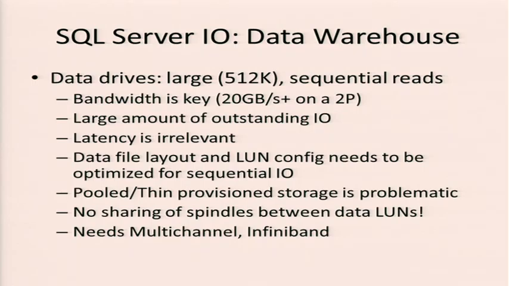Typically on pooled or thin provisioned storage, that can be quite tricky to figure out, to keep data from what's two LUNs apart once they hit the spindle. So whatever you can do there, get them separated out. Don't share spindles between LUNs, because when you hit the spindle with more than one sequential stream, it sort of turns into random I/O, and you just dropped a lot of performance there.